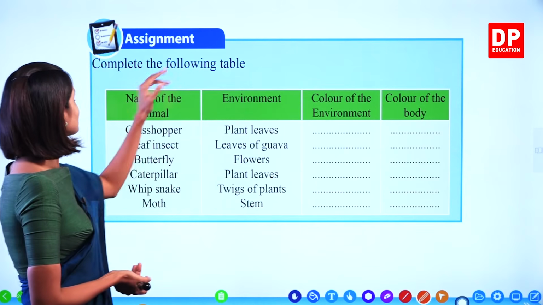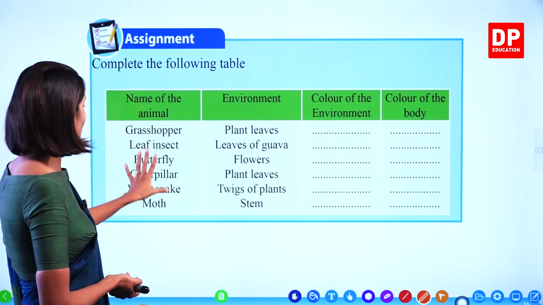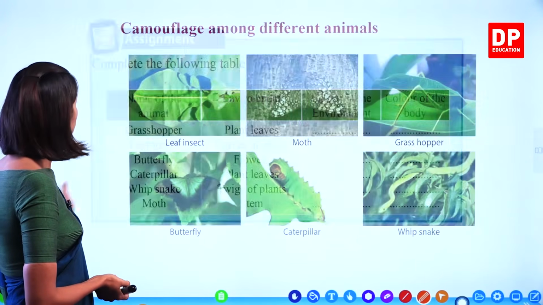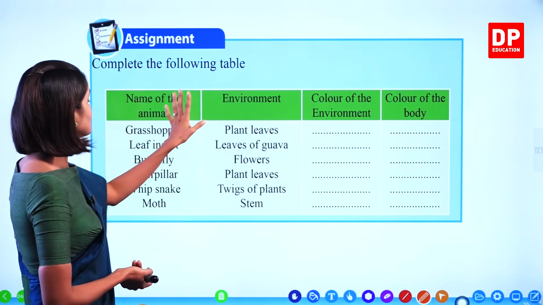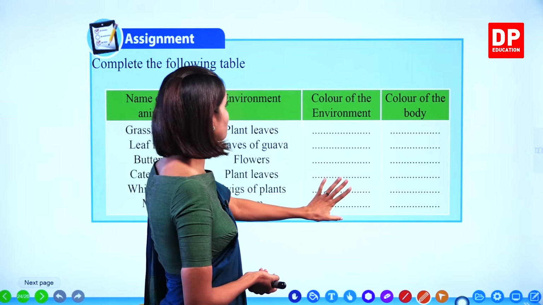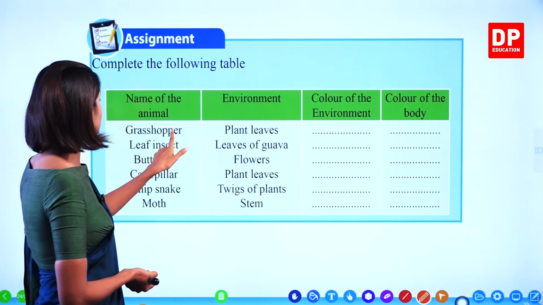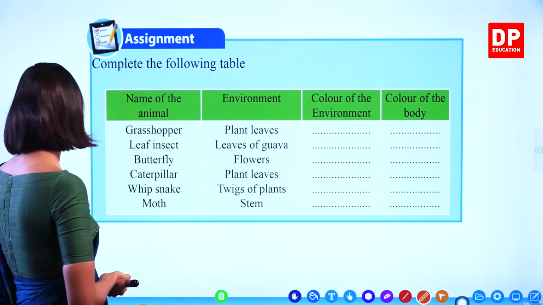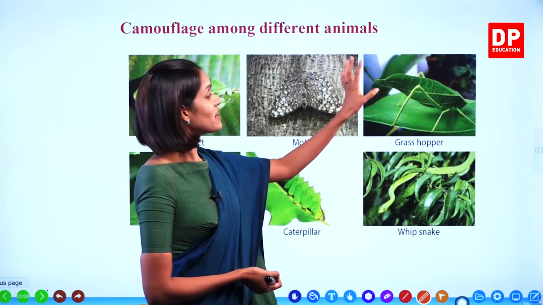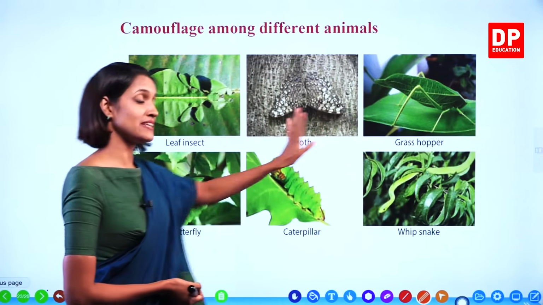Right, look at this assignment. Complete the following table. So here we have the same set of animals that we learned here. What we have to do is write the name of the animal, the environment they live in, the color of the environment, and the color of the body of the animal. Okay. Take the first one, grasshopper, environment is plant leaves, right? Grasshopper, plant leaves. What is the color? Grasshopper is green color, plant leaf is also green color.